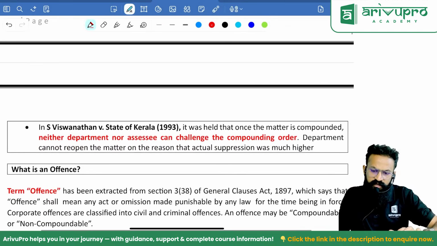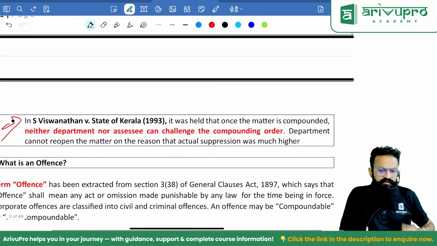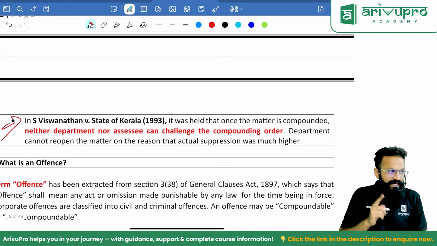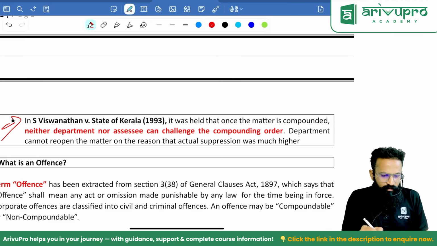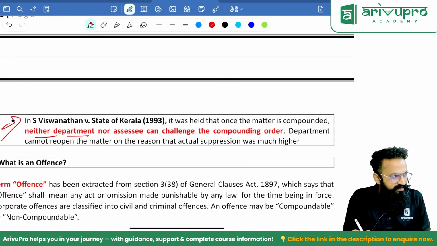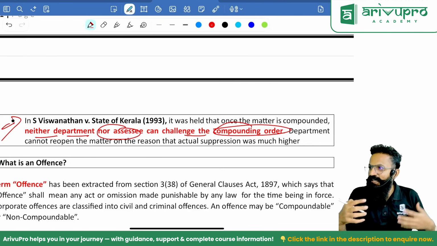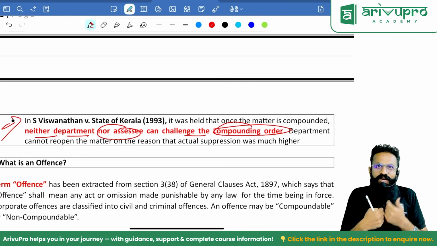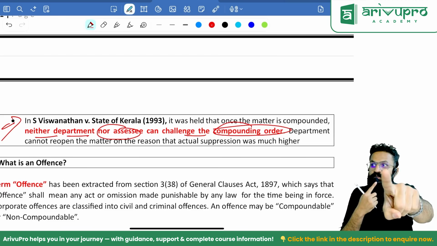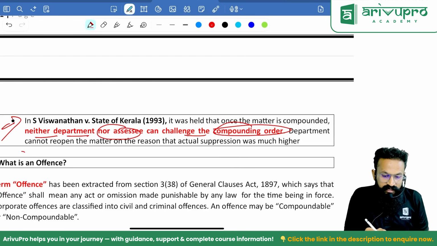Vishwanath's case law. You read this, people. In Vishwanath versus State of Kerala, it was held that once the matter is compounded, neither the department nor the assessee can challenge the compounding order. It is a two-way block. You can't do it, and the department also cannot do it. The department cannot reopen the matter on the reason that the actual suppression was much higher.